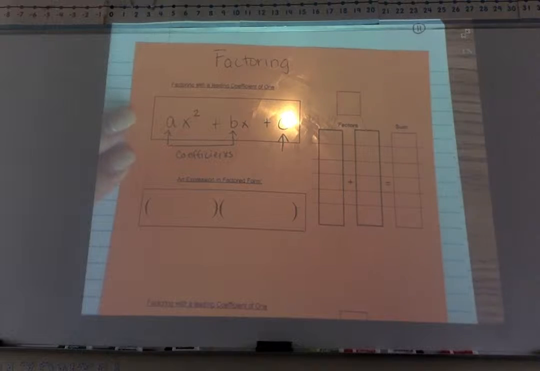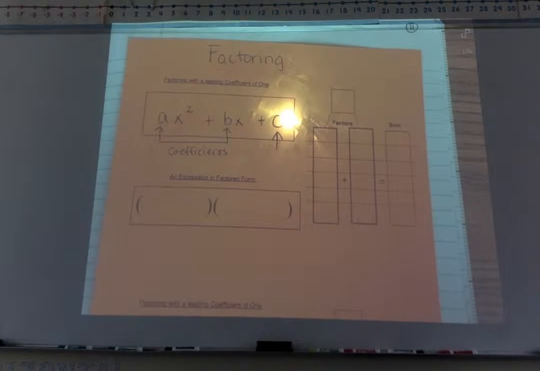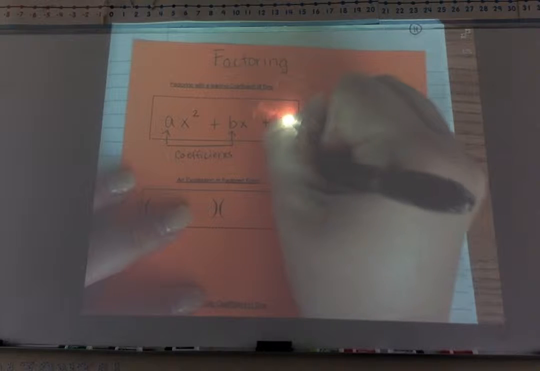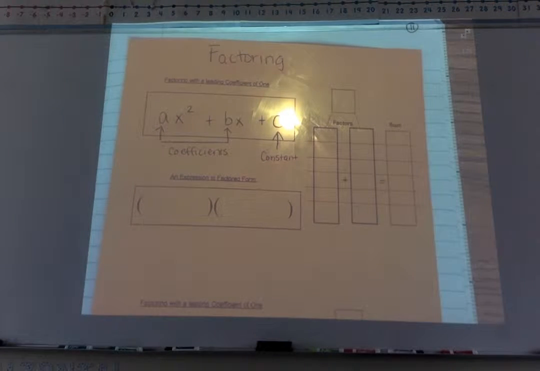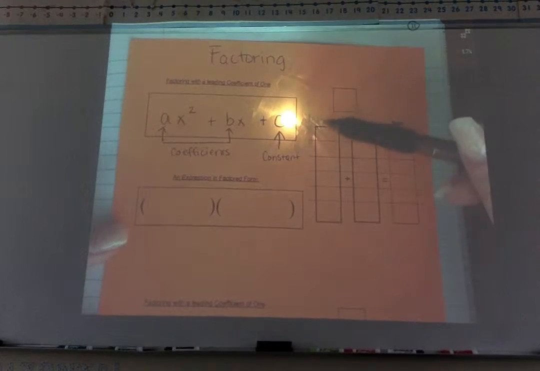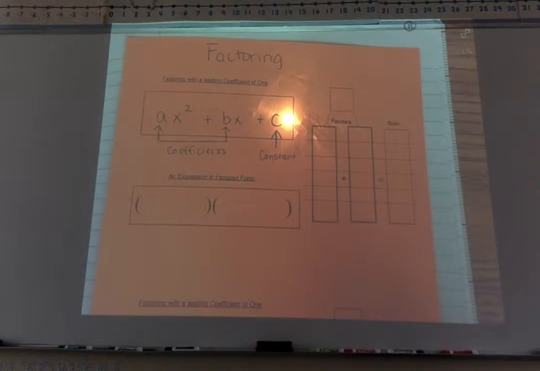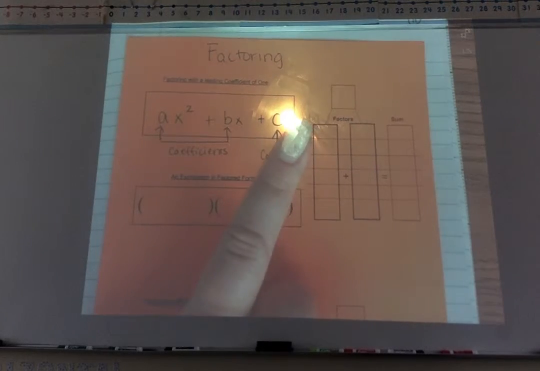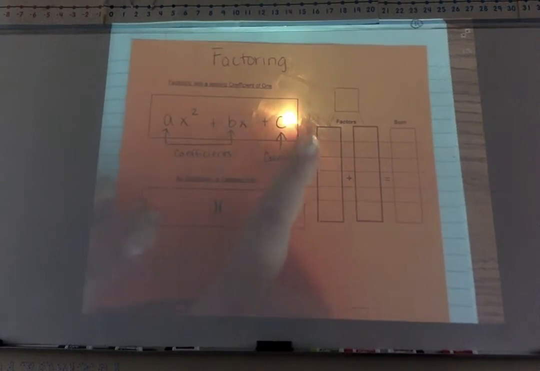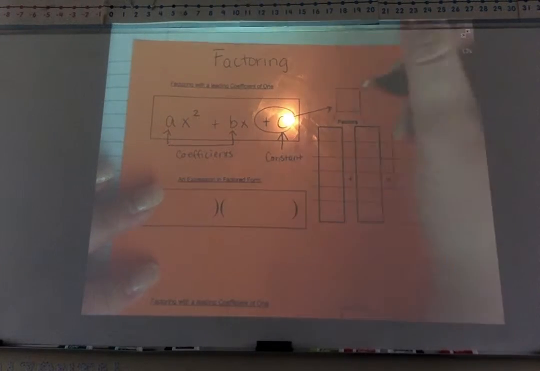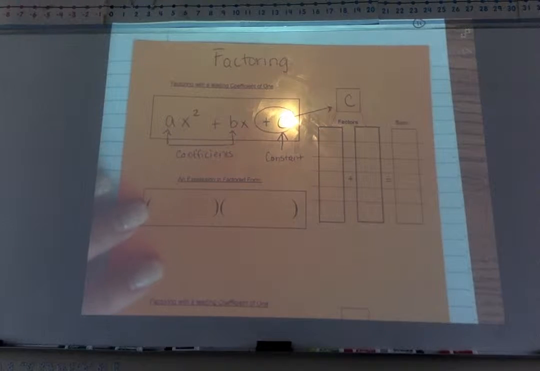When it's a number by itself, what's the technical word for it? Constant, good. So c is a constant. Its value doesn't change. Okay. So what's going to happen now is we're going to be using this side structure to find factors of c, okay? So this end term, the constant, is also going to go here, and we're going to find factors of whatever that constant is.